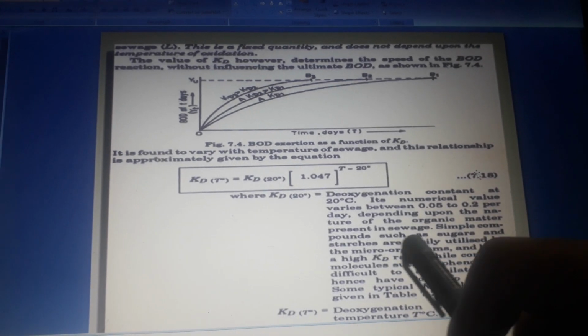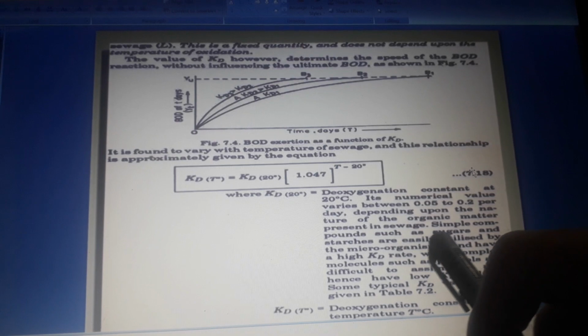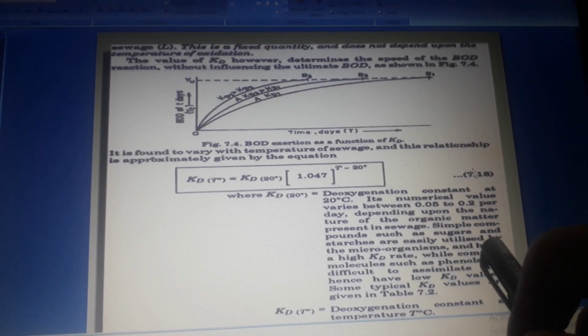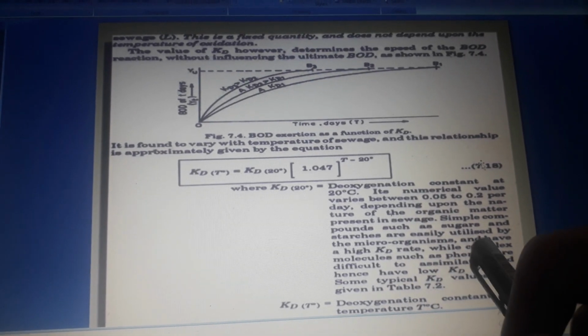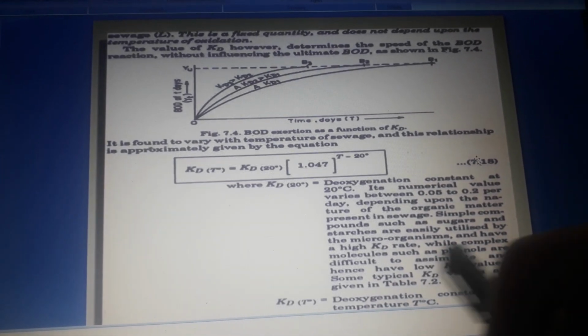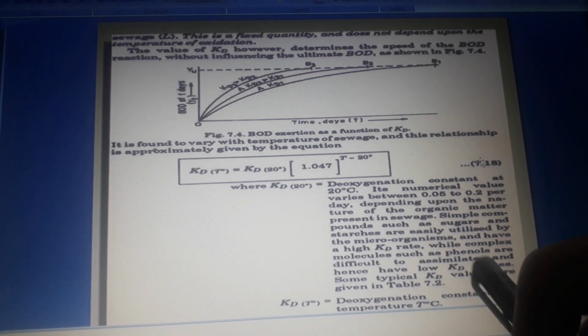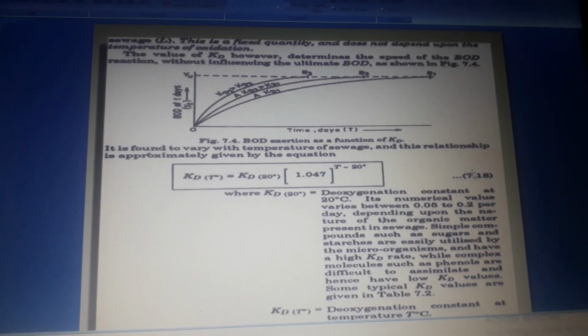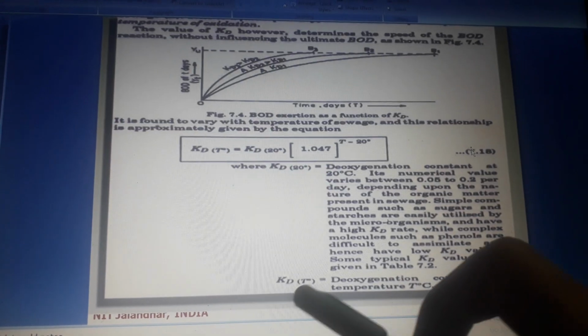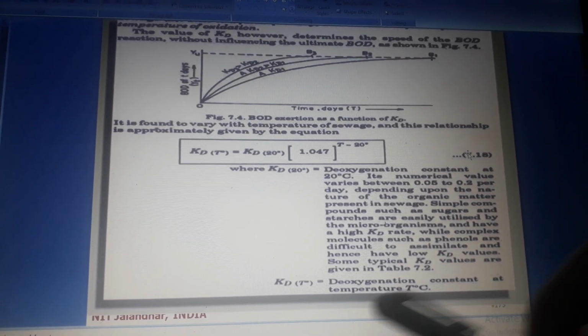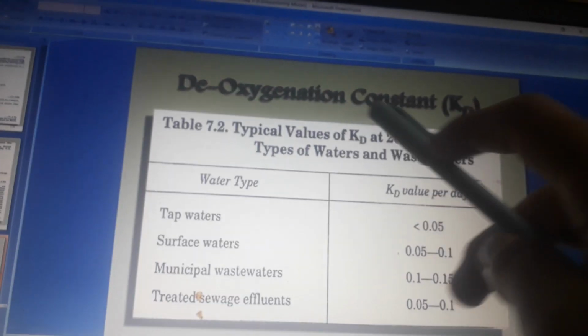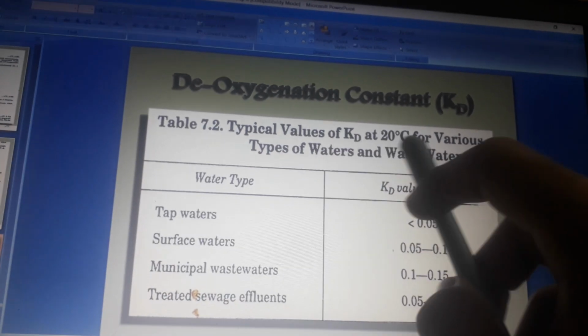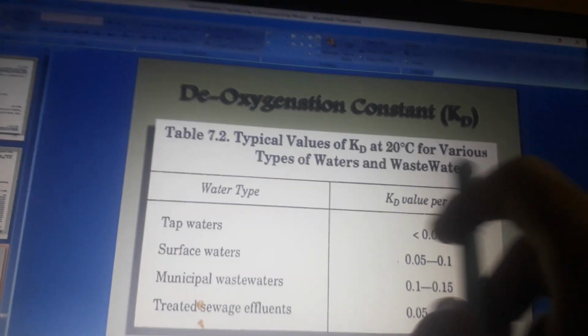Simple compounds such as sugars and starches are easily utilized by microorganisms and have a high KD rate, while complex molecules such as phenols are difficult to assimilate and hence have low KD values. Some typical KD values are given in table 7.2. KD at temperature T is the deoxidation constant at temperature T degrees Celsius.